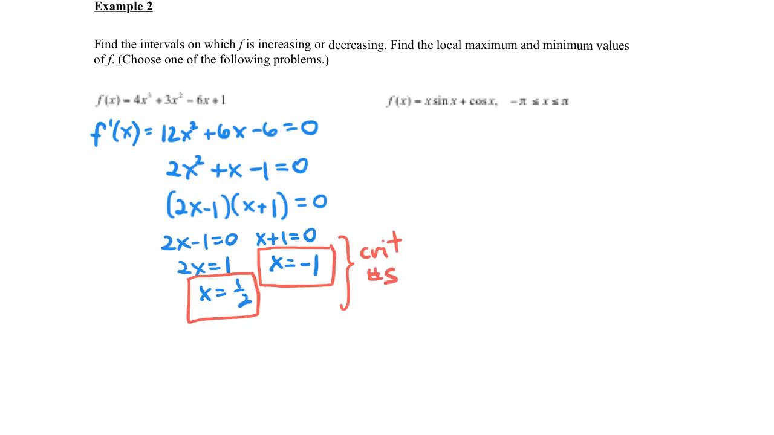We don't have to worry about where the derivative doesn't exist, because if you look at the derivative, this derivative is a polynomial. Polynomials exist everywhere. There's nothing you could plug in for x to make this not exist. So we get these two critical numbers, and then we basically finish this problem the same way we did before, where we're going to take a number line and divide it based on these critical numbers.